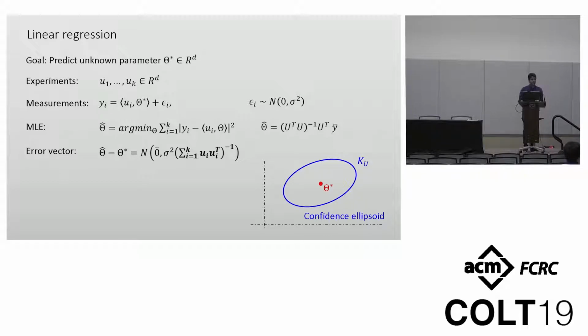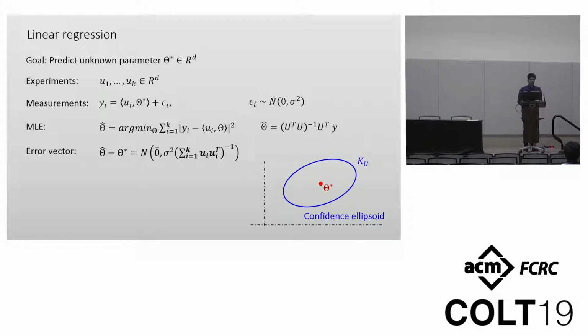So let's start with a linear regression setting. Suppose we want to predict some parameter theta star, and we have some experiments, k experiments. If you perform the experiment u_i, we observe the dot product of u_i and theta star along with some noise. Throughout this talk, I'll assume that this noise is IID Gaussian noise.